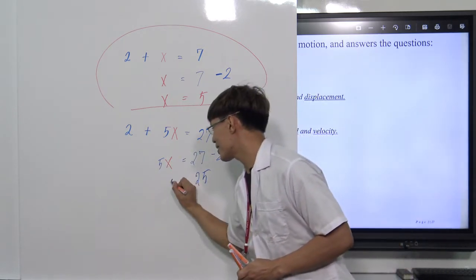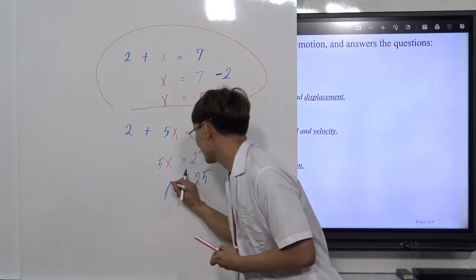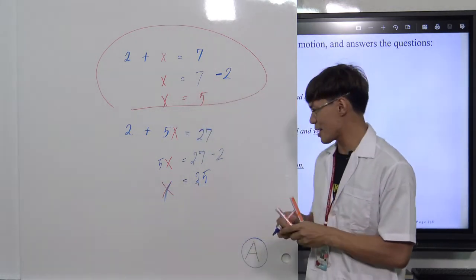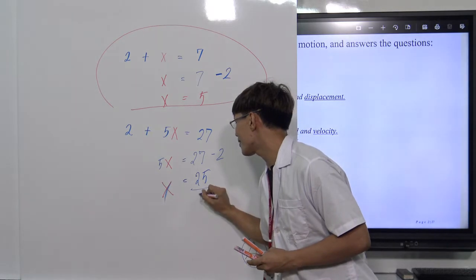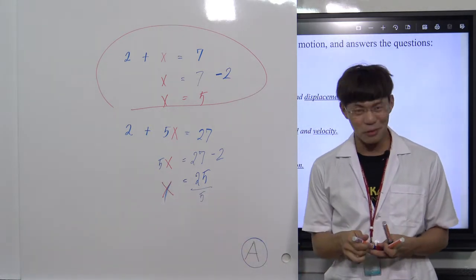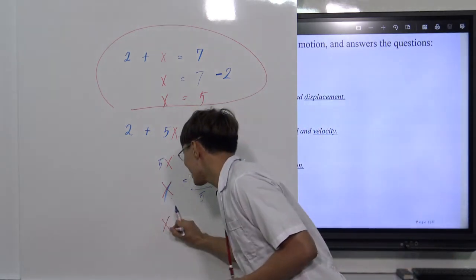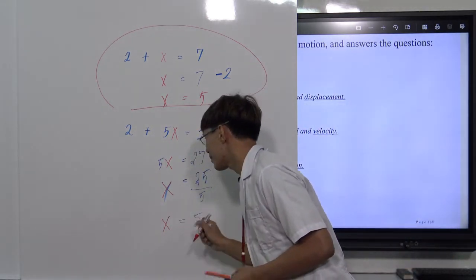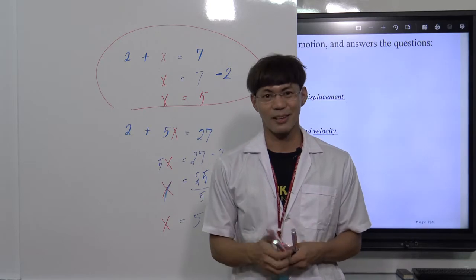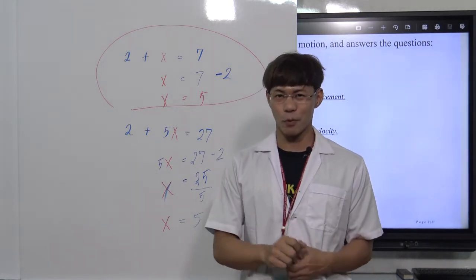Leave x. And then divide this by 5. There you go. I think you know the value of x. What is x? X equals 5. Practice your linear equations before you learn physics.